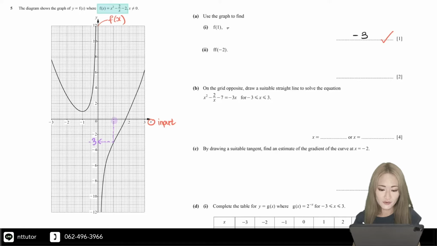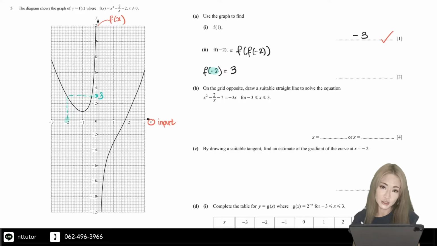2. f(f(minus 2)). That is the same as putting the output value of f(minus 2) into the function again. So first we can work out f(minus 2). If we use the graph for this, we can go to minus 2 on the x-axis, draw a vertical line, and it corresponds to a y-axis value of 3.